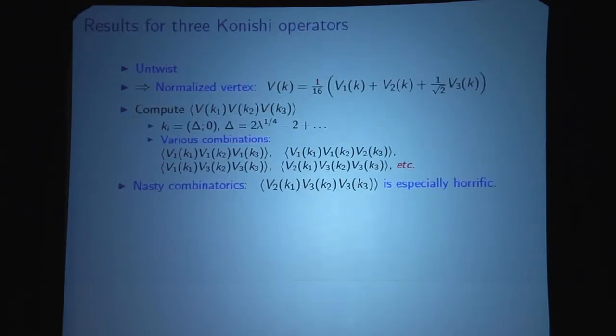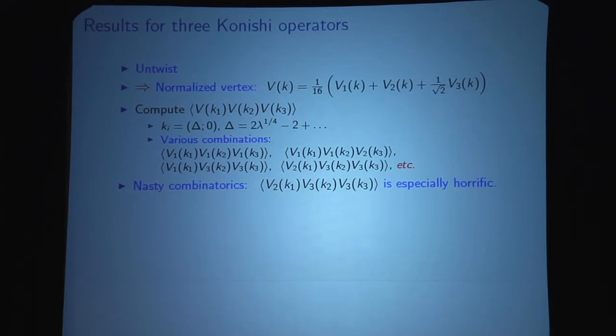All right. So the results for three Konishi operators. We untwist it. There are actually a lot of steps in there, but I'll just say untwist. And we end up with this normalized vertex, a combination of these two Neveu-Schwarz and this Ramond-Ramond. You compute this worldsheet correlator, and you have various combinations.